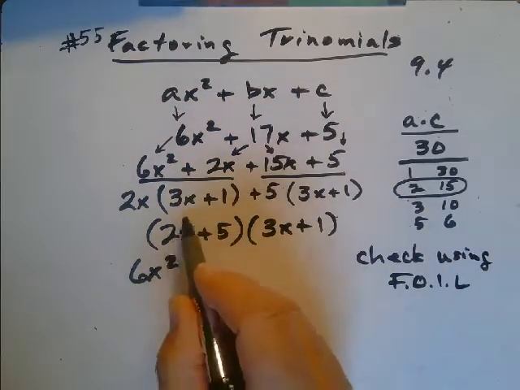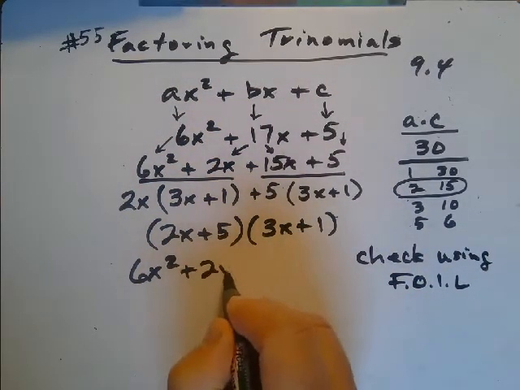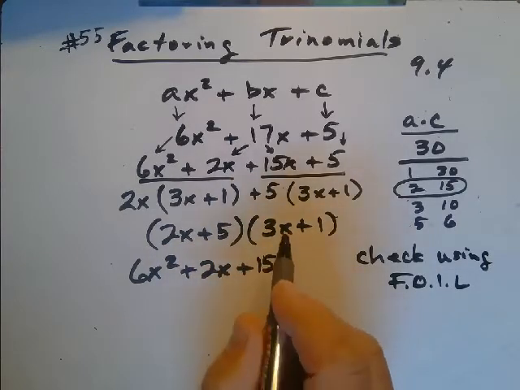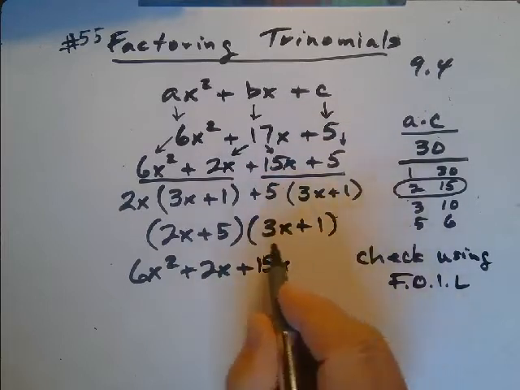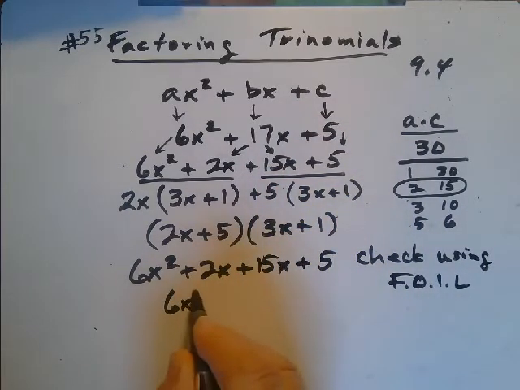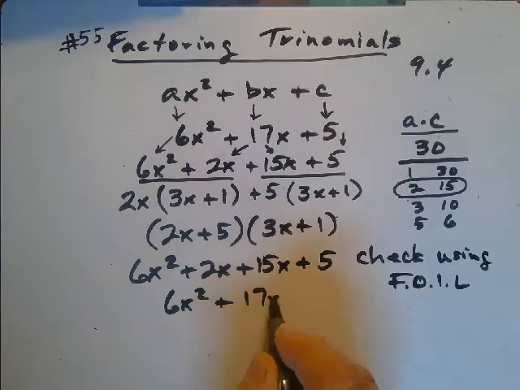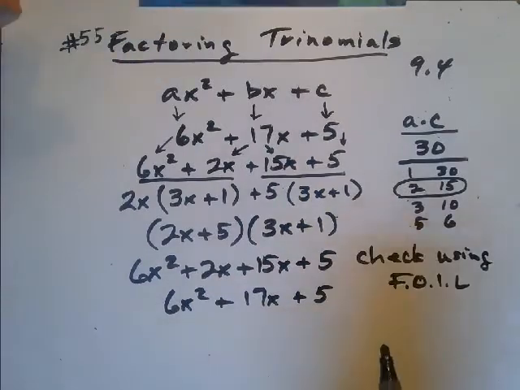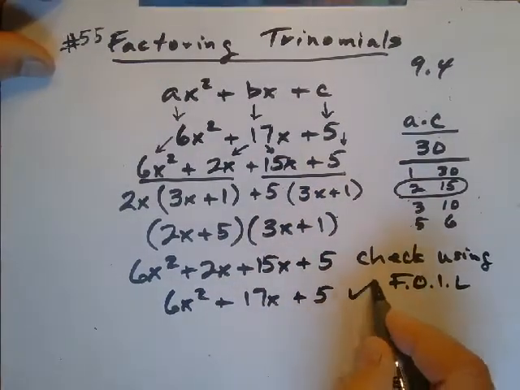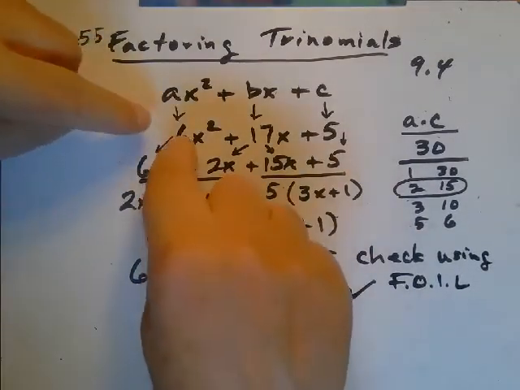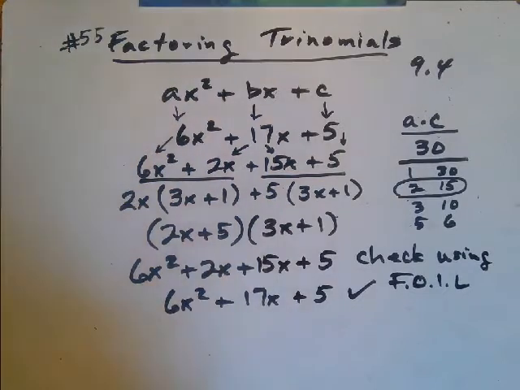Outer terms, 2x. Inner terms, 15x. Oh, those are the same as I had up here. And 5 times 1 is 5. And if I combine those middle terms, I get back to 17x. So we have the original problem here, and we just checked it. So this checked out. Now this problem is no different than the ones we did on the previous assignment, except there's a number out front that's bigger than 1.